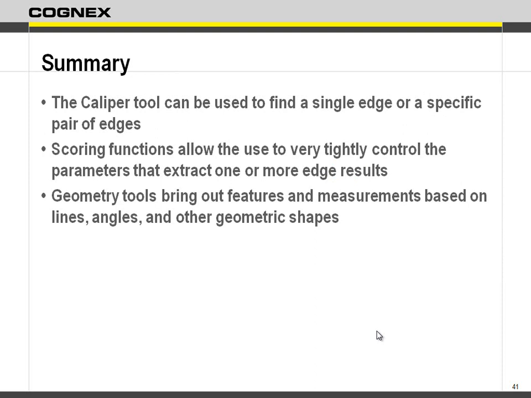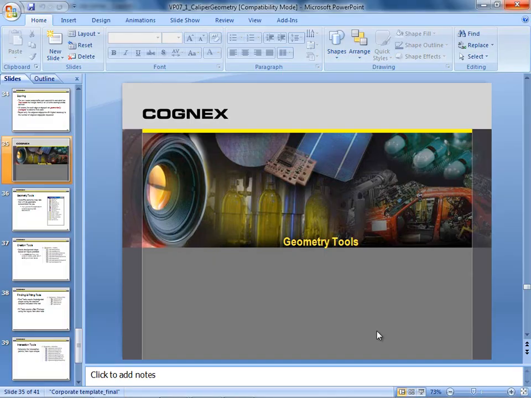So from yesterday, like we said, the caliper can be used to find a single edge or edge pairs. The scoring functions will allow you to find other types of lines, like maybe put them in a certain order or give a different weighting to a particular variable within those lines that's more important to you. And geometry tools will help you bring out features and measurements based on lines and angles coming from your application. So let's try this. Let's do the geometry one.